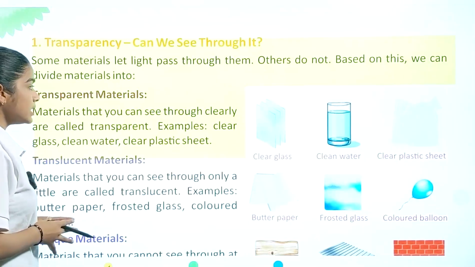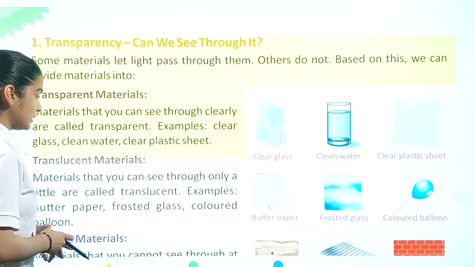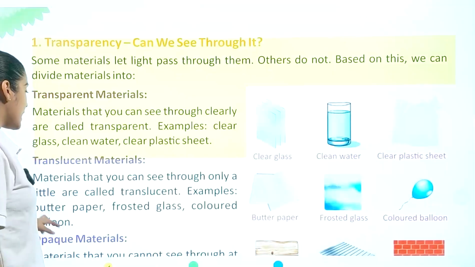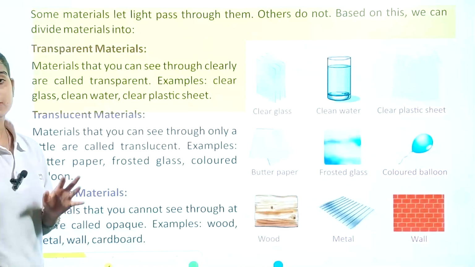Materials that you can see through clearly are called transparent. Examples: clear glass, clean water, clear plastic sheet. Next, translucent materials.